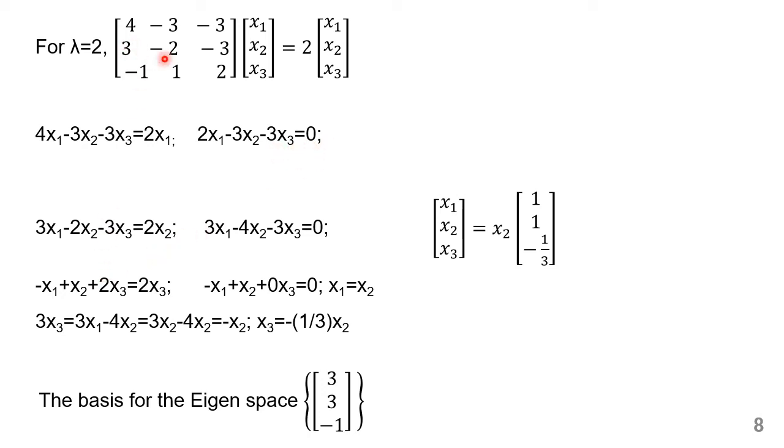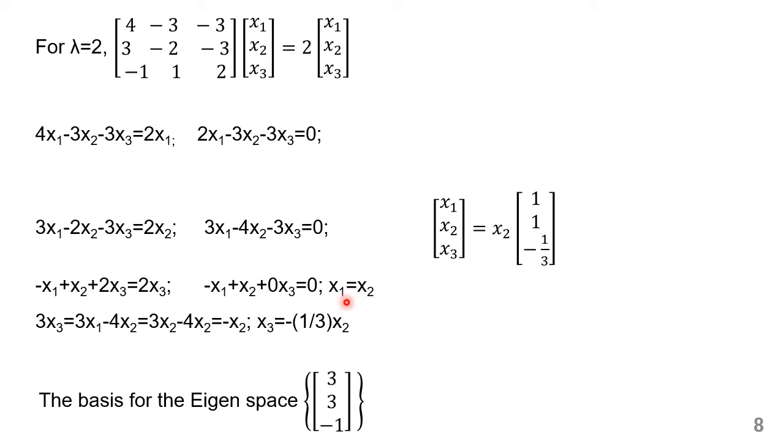Similarly, I will take the second row and multiply with these three variables. I get 3x1 minus 2x2 minus 3x3 is equal to 2x2, which will give me 3x1 minus 4x2 minus 3x3 is equal to 0. The last one will give me minus x1 plus x2 plus 2x3 is equal to 2 times x3. That will give me minus x1 plus x2 is equal to 0. That gives me x1 is equal to x2.